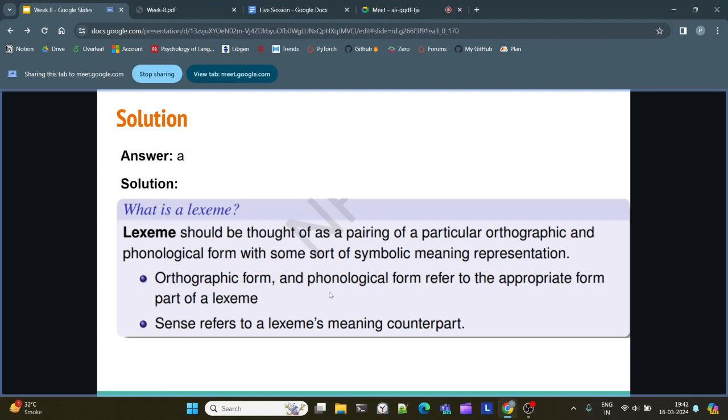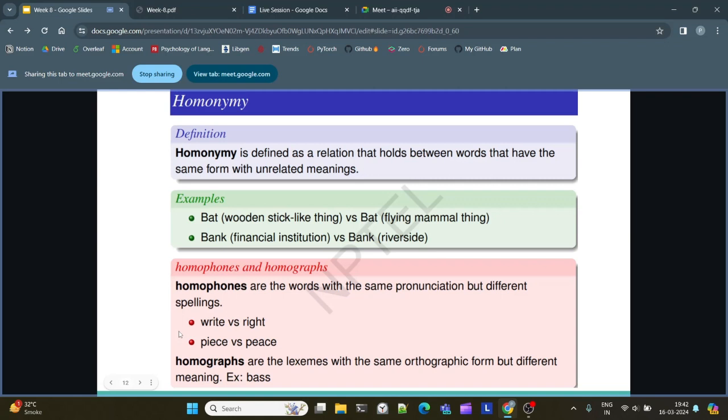Okay. So orthographic form and phonological form constitute the form part of the lexeme, whereas the lexeme's meaning is what is referred to as the sense of the lexeme. So a lexeme has two things, form and sense. Now, based on these, there are different lexical relations between different sets of words. One is homonymy. In homonymy, the form is the same corresponding to the words. However, the meanings would be unrelated.